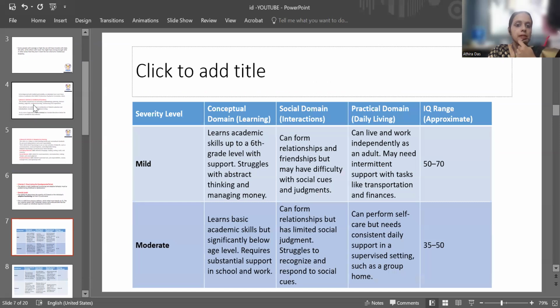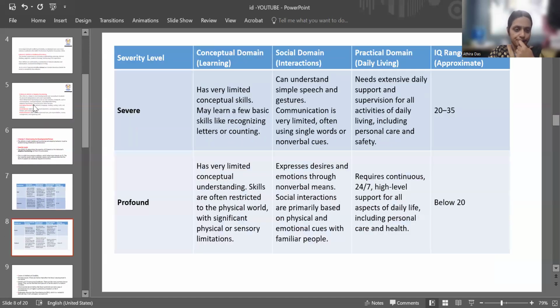So, mild: they have an IQ range of 50 to 70. They learn academic skills up to the sixth grade. They struggle with abstract thinking and managing money, and they can have issues with forming relationships, understanding social cues, and living independently as well. The moderate level will be able to learn basic academic skills, can form relationships in a limited manner, and can perform self-care but need constant support from others, which have a 35 to 50 IQ range.